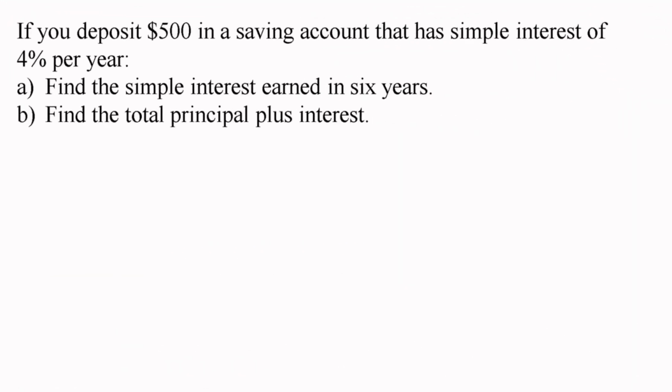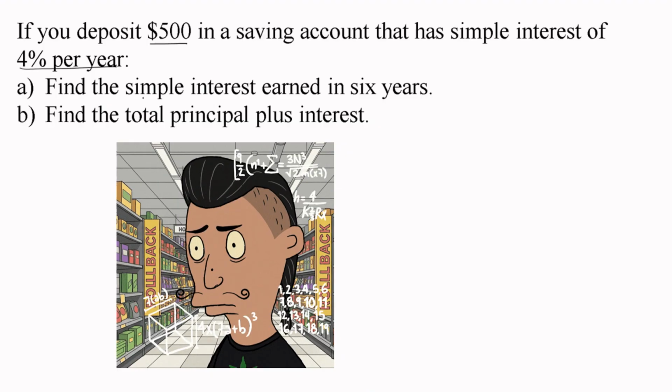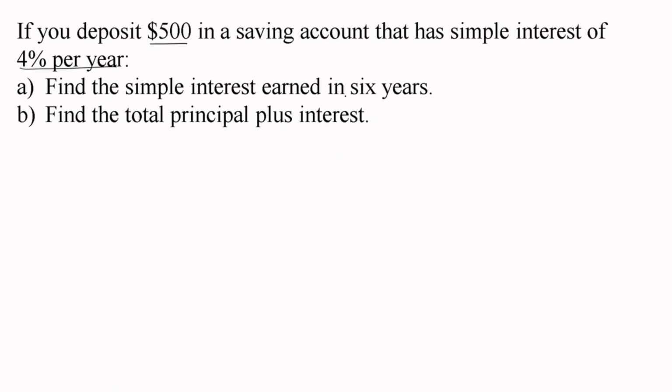Okay, let's solve the first example. If you deposit $500 in a saving account that has simple interest of 4% per year, find the simple interest earned in 6 years. It's really easy. We are going to apply the formula I is equal to P, which is the principal, times R, which is the rate, and times T, which is the time. And R and T are based on year.